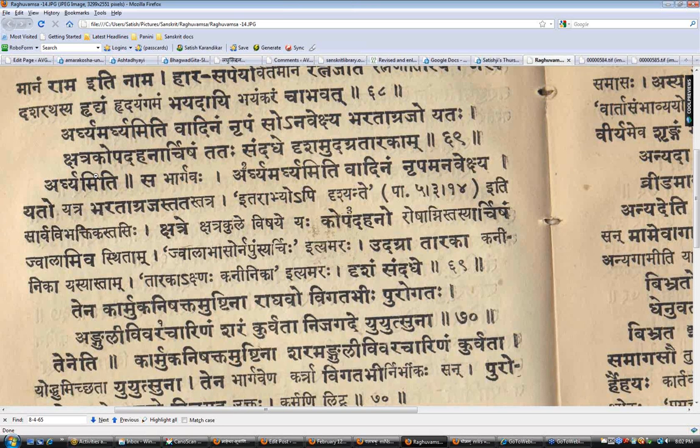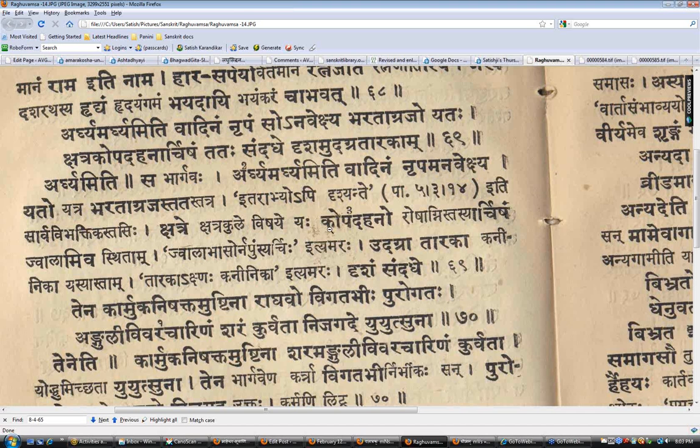So now what does the compound say? Look at the Vigraha Vakyam. We'll try this one: Kshatre equals Kshatra Kule Vishaye Yah Kopah, Yah Kopadahanaha Roshagnihi. Let's take this one first. Let's take Kopadahanaha equals Roshagnihi. Now, the Vigraha Vakyam of Kopadahana was not done. He only gave the Paryaya Shabda Roshagni.